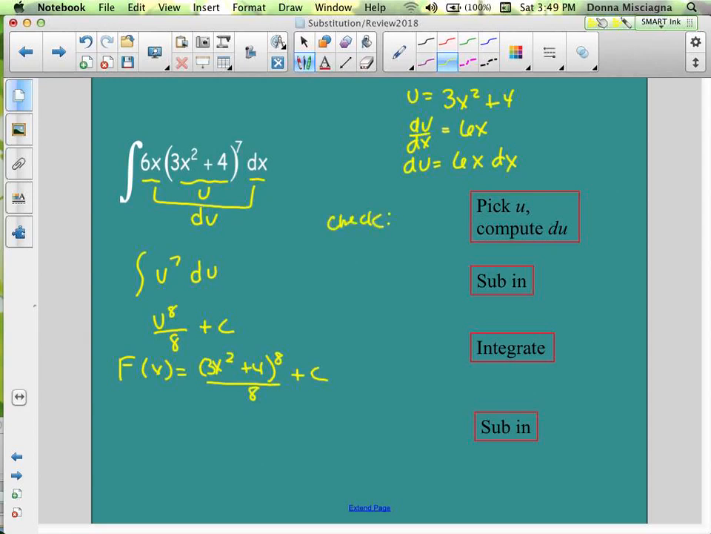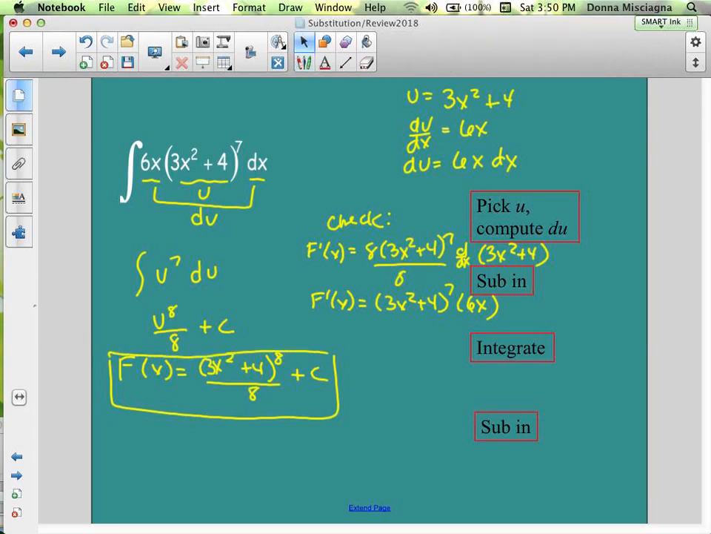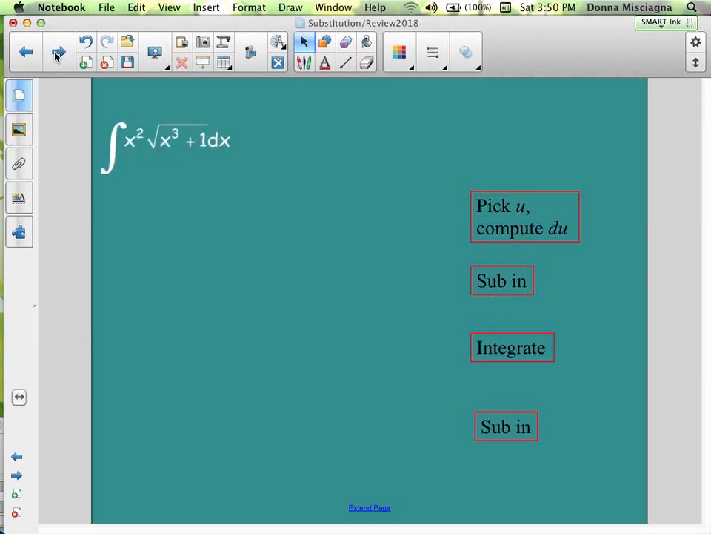We would have f prime of x equals, the 8 would move in front, so we have 8 times 3x squared plus 4 to the 7th power divided by 8 times the derivative of 3x squared plus 4. So the 8's would cancel. F prime of x equals 3x squared plus 4 to the 7th power. The derivative of 3x squared plus 4 is 6x. And that's exactly what we have. So this is for certain our answer. Right? Just doing a little integrating here, thanks to substitution.